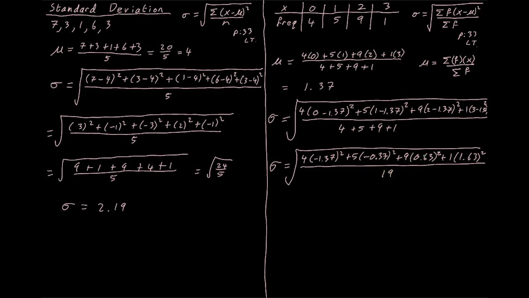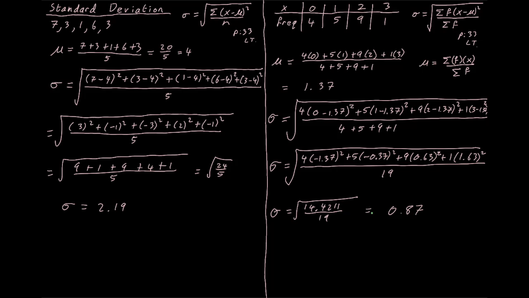And our total number of numbers when we add them all up is 19. And then we tidy all of this up, and we get the square root of 14.4211 all over our 19. And when we get the square root of that, we get 0.87.